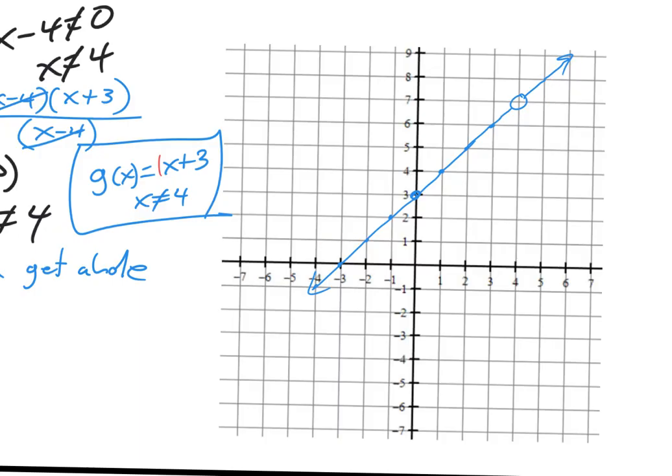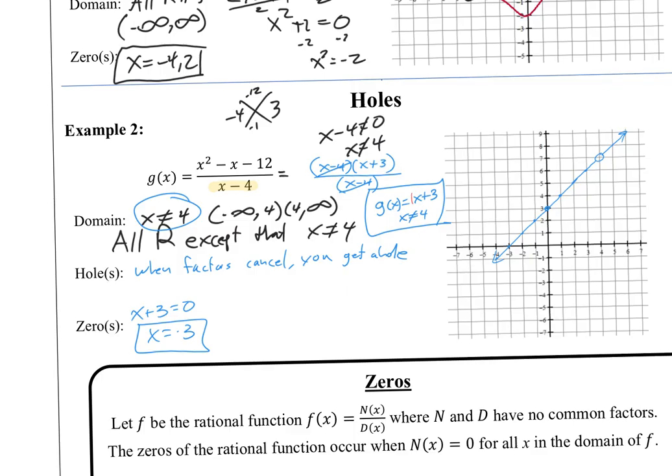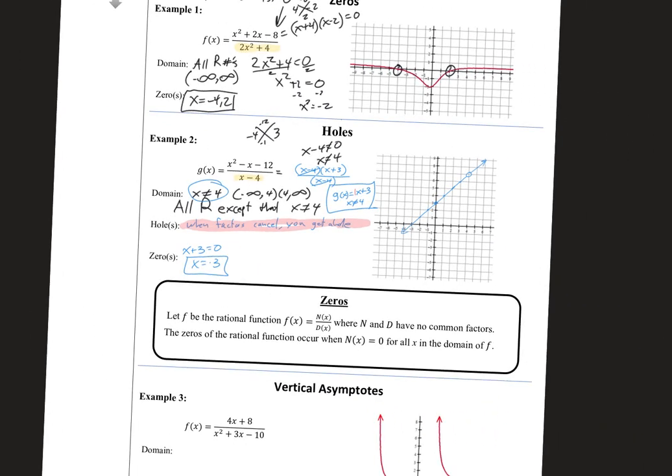So that's worth just making a big flashy note of, right? This is something you really want to make sure you know. When factors cancel, that's when you get a hole, okay? All right, let's move on.